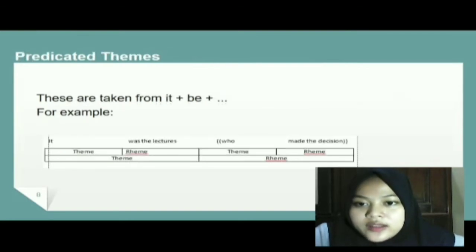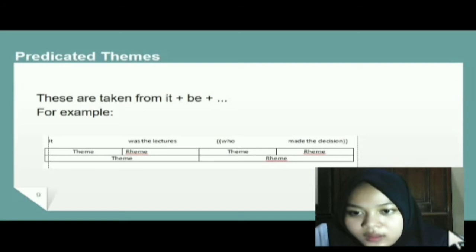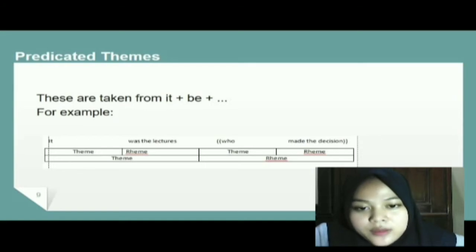Next, predicated themes. These are taken from it plus be plus the next clause. For example, it as a theme was the lectures as a rheme. Who as a theme made the decision as a rheme. Theme and rheme are included in a theme.